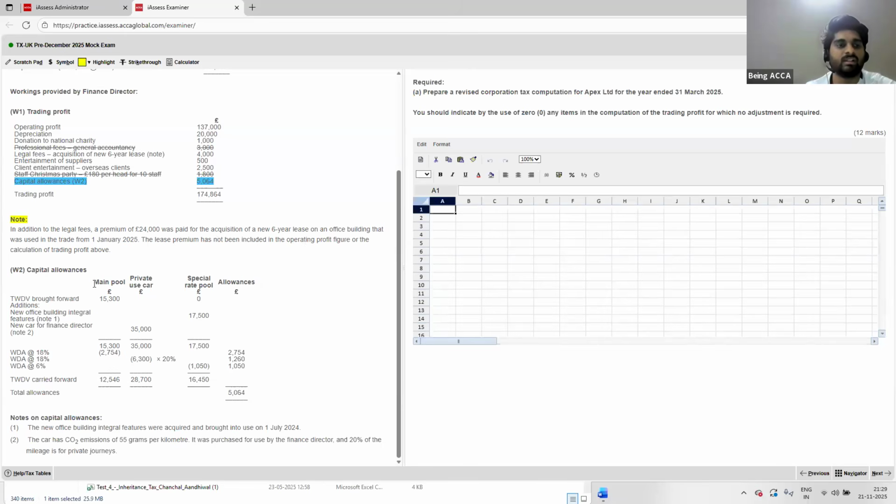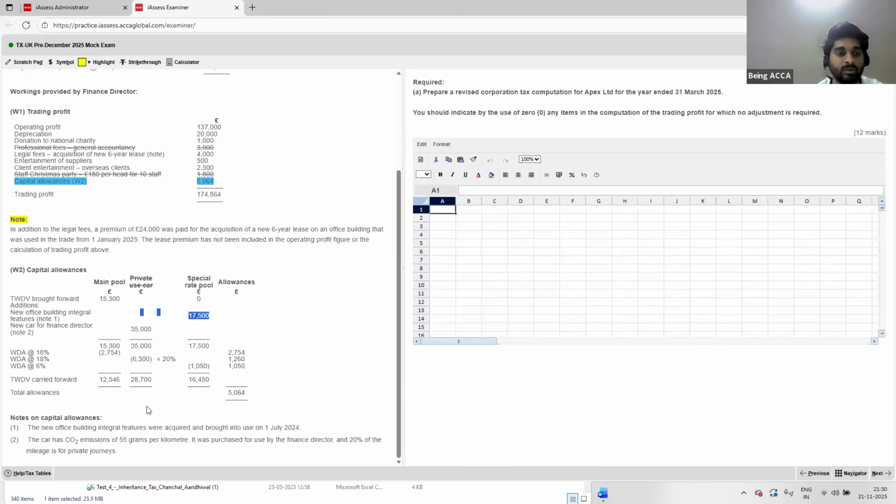Next, you have the capital allowances calculation. The main pool brought forward value is 15,300. There's a private use car which is included. Always remember, for corporation tax purposes, private usage is not even taken into consideration. It was only for income from self-employment. So for that reason, having a private use part is completely wrong. And there's a special rate pool separately included. All right. So these are the ones that we have seen so far. Next, coming to the additions part of it, there is a new office building. There are new office building integral features which were taken directly to the special rate pool.